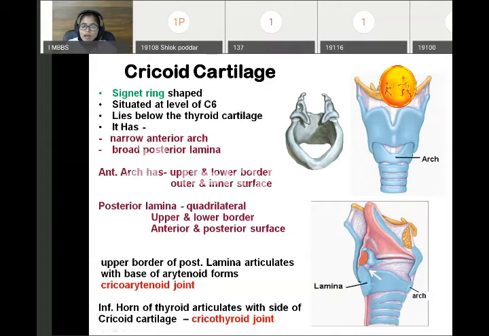So this cricoid cartilage is a complete ring, signet ring shaped. It forms the foundation stone of the larynx.